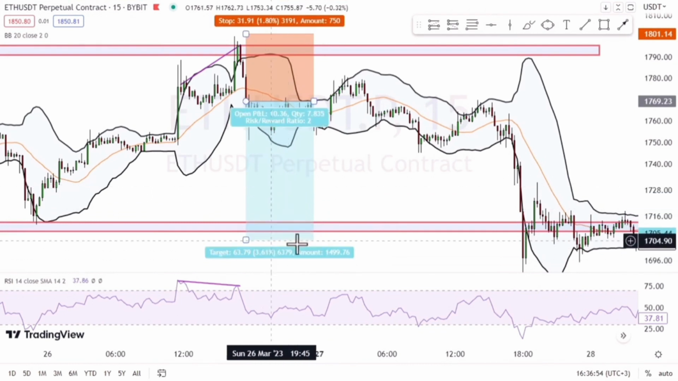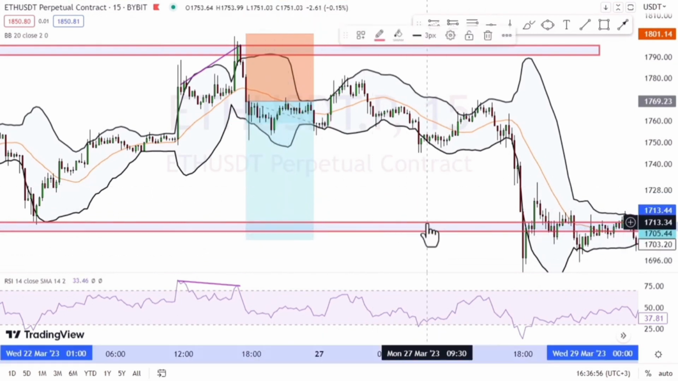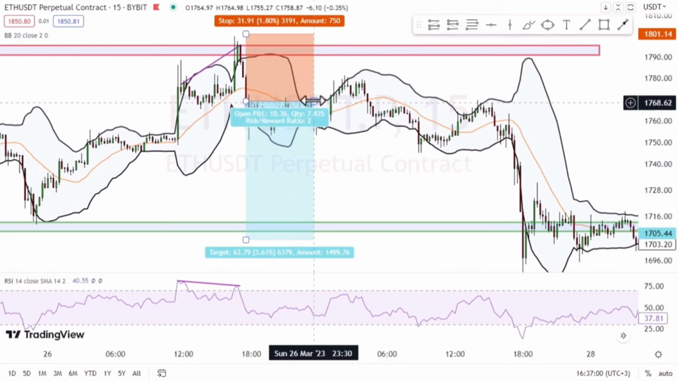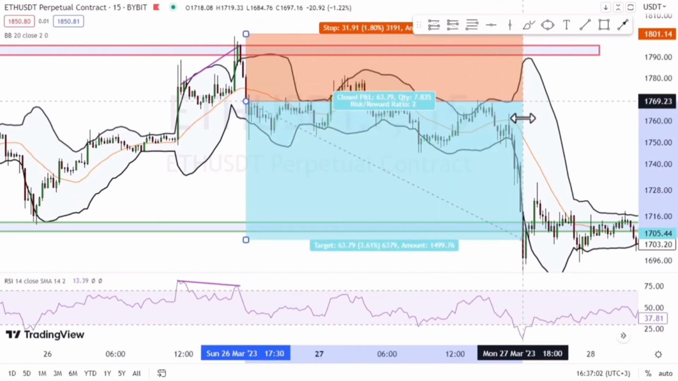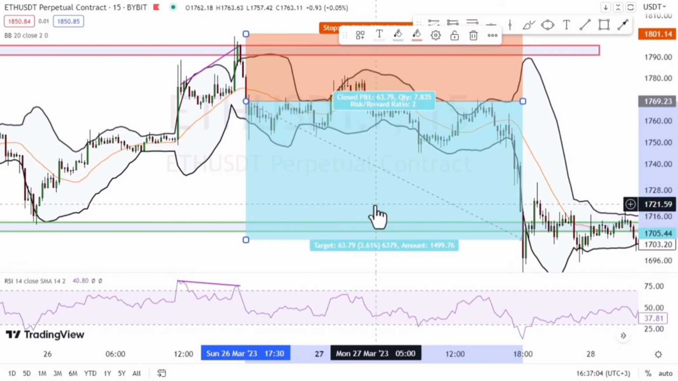And we could just take a trade like this, and it was, oh my God, 3.61% with the 10x leverage. It was like 36% of profit in only one trade. How much money do you want to make? Are you greedy or is that enough for you?